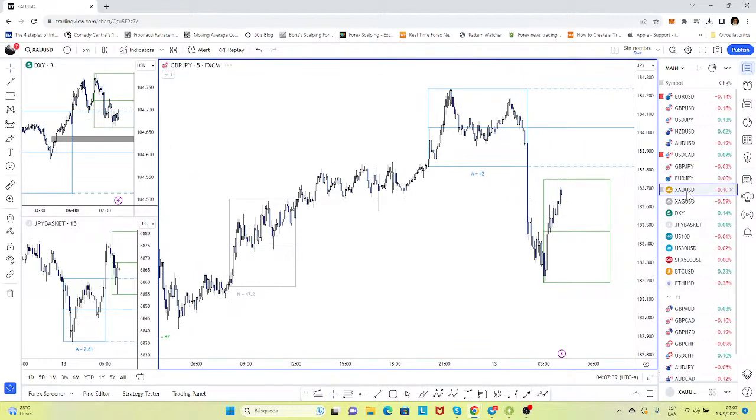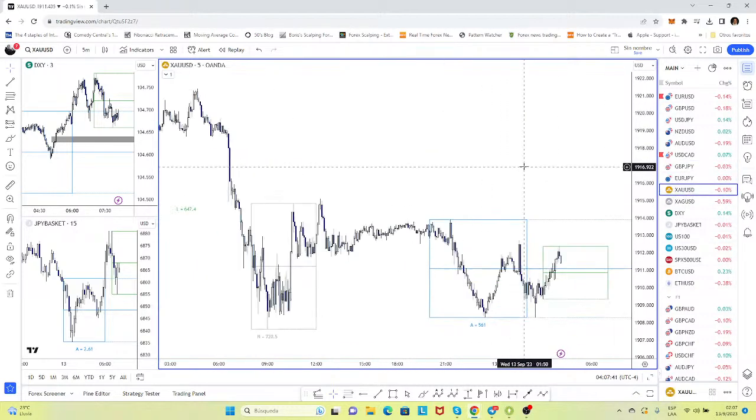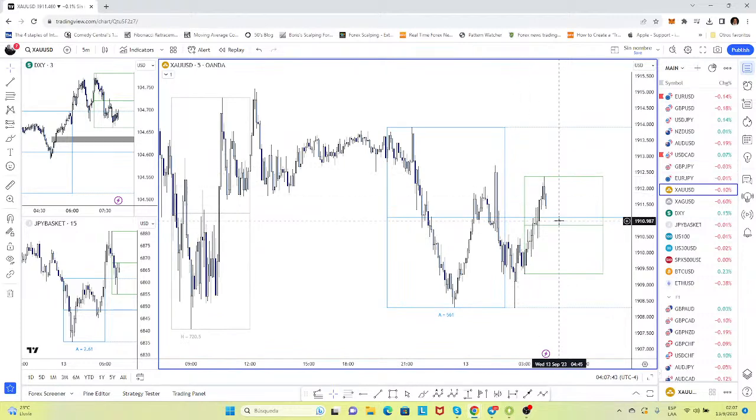Now, everybody loves gold, so why don't we have a look at gold? Pretty non-directional to me, so I'm not trading gold today.